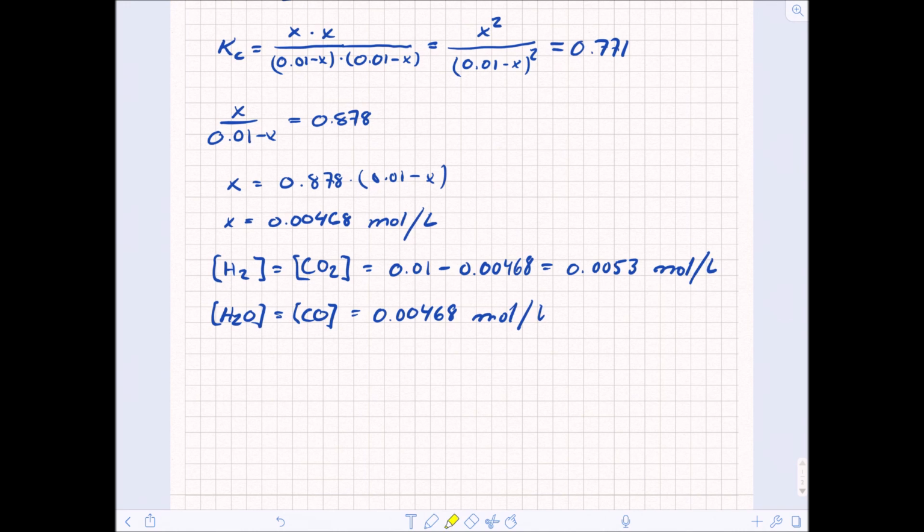Okay, so then we have arrived at the answer to the problem. The concentration of hydrogen and carbon dioxide will be 0.0053 mole per liter, while the concentration of the products, water and carbon monoxide, will be 0.00468. I hope this showed you how to solve this type of problem, and I hope to see you again in the next video. Thank you.